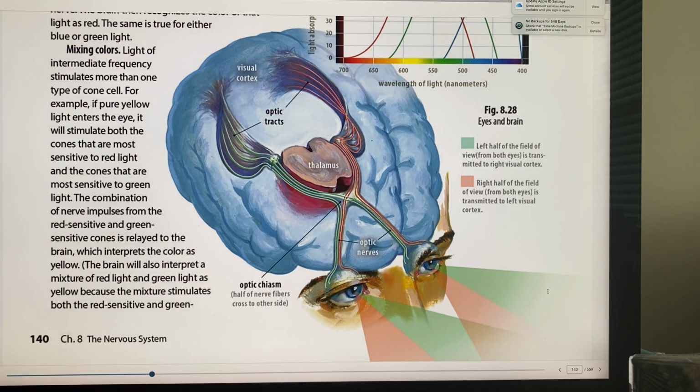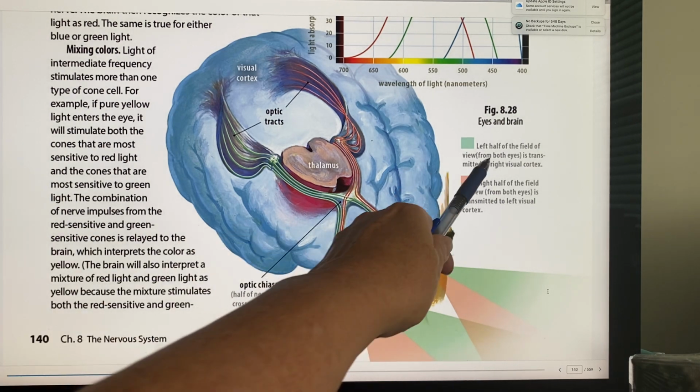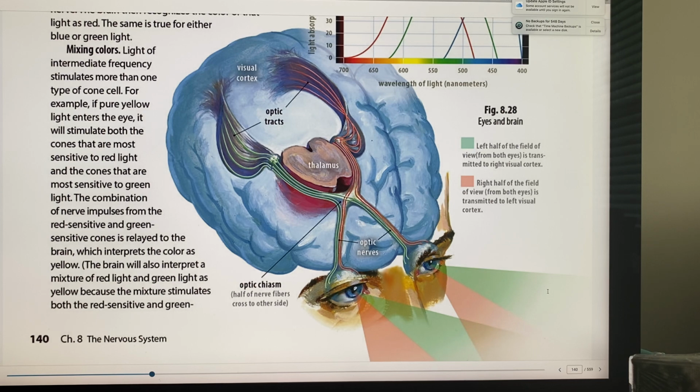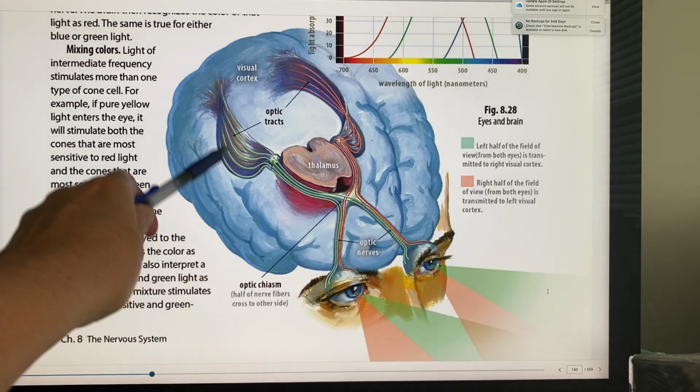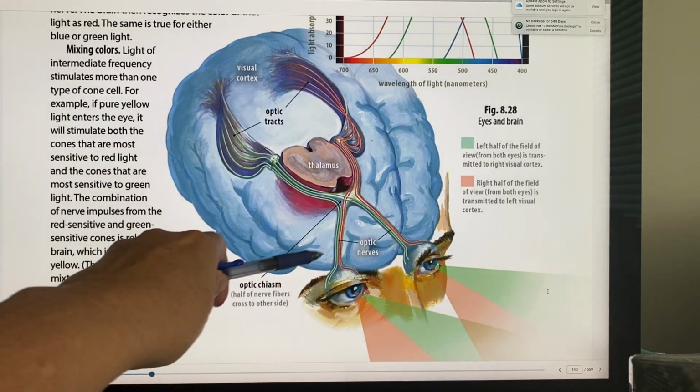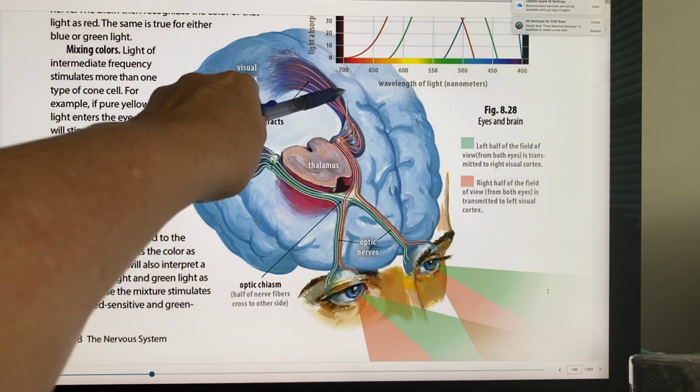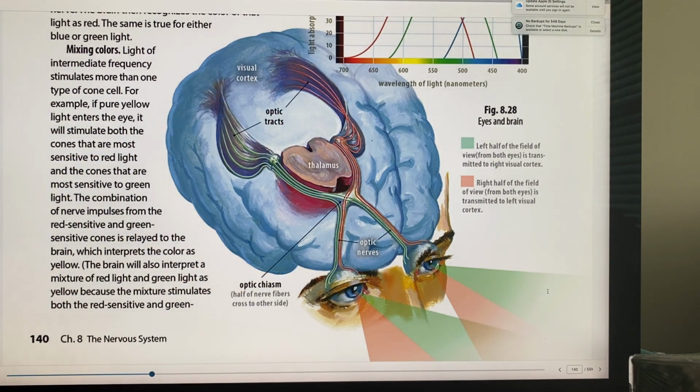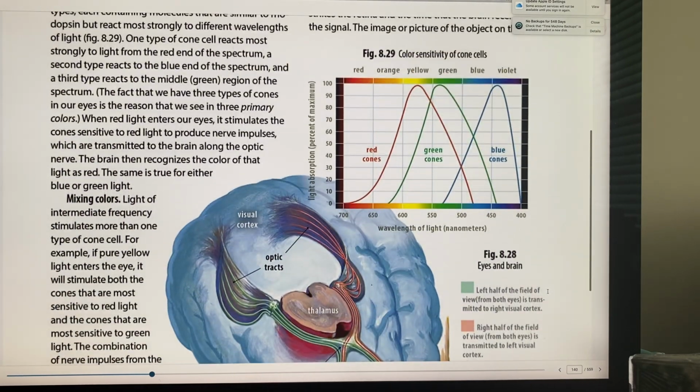So as we're going through here, the left half of the field of view from both eyes is transmitted to the right visual cortex, and the right half is transmitted to the left visual cortex. You see how the eyes are taking them, and this one is going to this side and this one going to this side, so we can see almost backwards there.